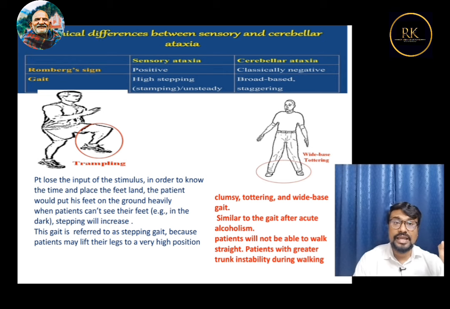Apart from it, Romberg's test is positive in sensory ataxia, and the gait is high stepping, whereas in cerebellar ataxia, Romberg's is negative and the gait is broad-based and staggering, that is clumsy, wide based, similar to the gait seen in acute alcoholism. The patient will not be able to walk straight, and patients with this gait have truncal instability during walking.